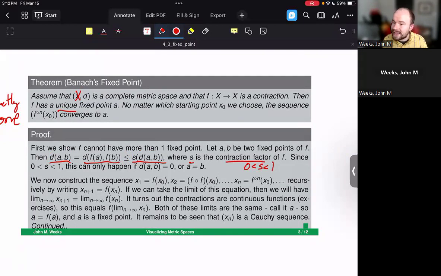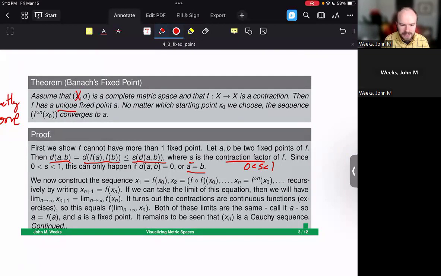Well, the only way you can get this inequality to hold is if the distance from A to B is equal to 0, because s is only going to scale it down a little bit, right? Since the distance is a positive number, the only chance is that the distance is exactly 0, which means that, in fact, the two fixed points that we started from are equal to each other.